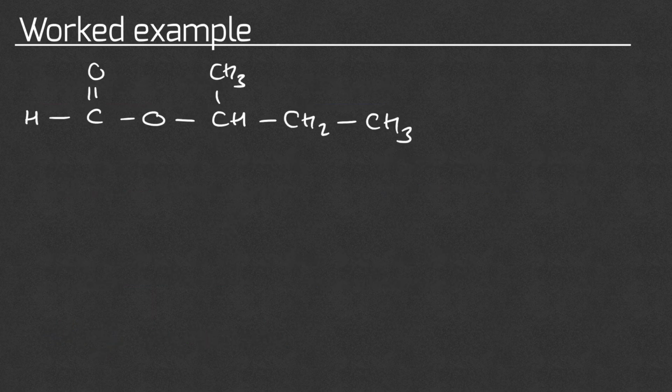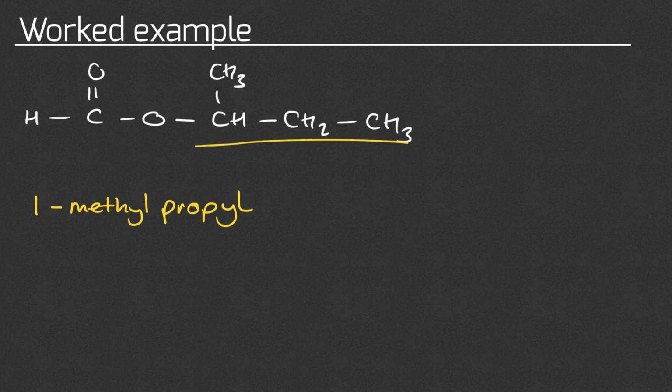In this example, we've been given an ester and we'll need to determine what its name is. We'll start by looking at the alkyl group on the ester. The name of this alkyl group is 1-methylpropyl. Propyl, because there are 3 carbons in the chain attached to the oxygen.